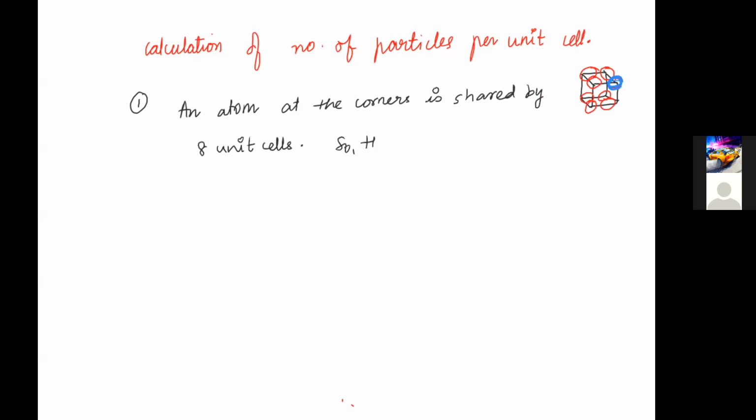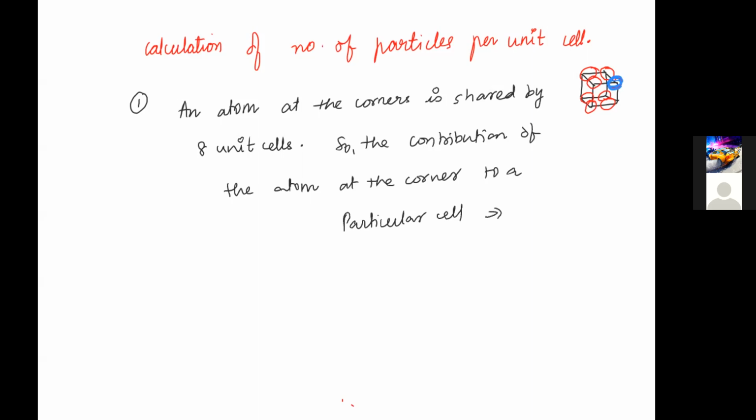So the contribution of the atom at the corner to a particular cell will only be 1 by 8. Why? See this sphere, it is cut like this. On top of this, one more unit cell will contribute. Here one more unit cell, here one more unit cell. Similarly, behind this there are 4 more unit cells to which this one atom is contributing.